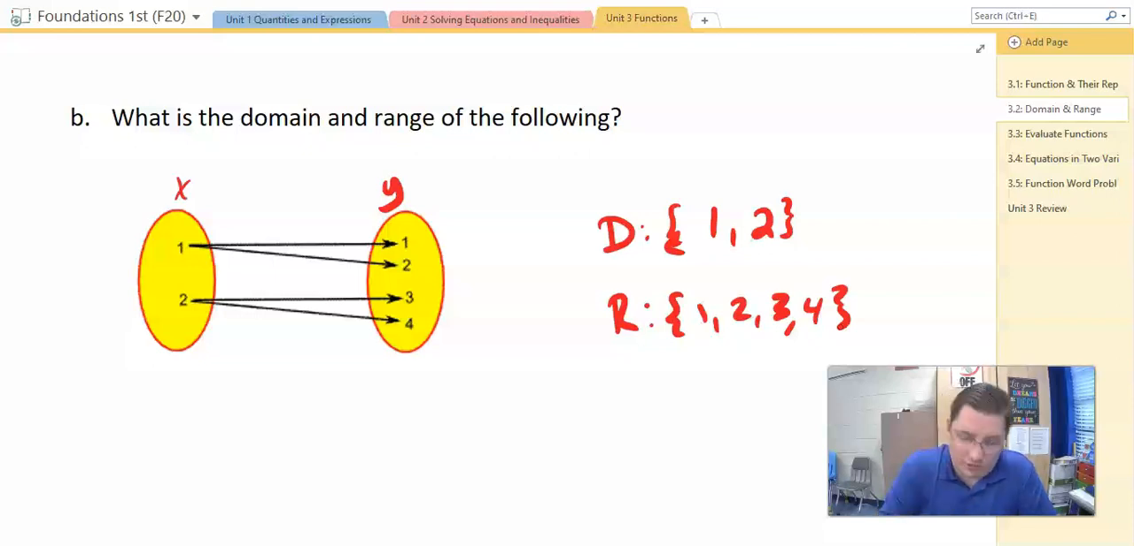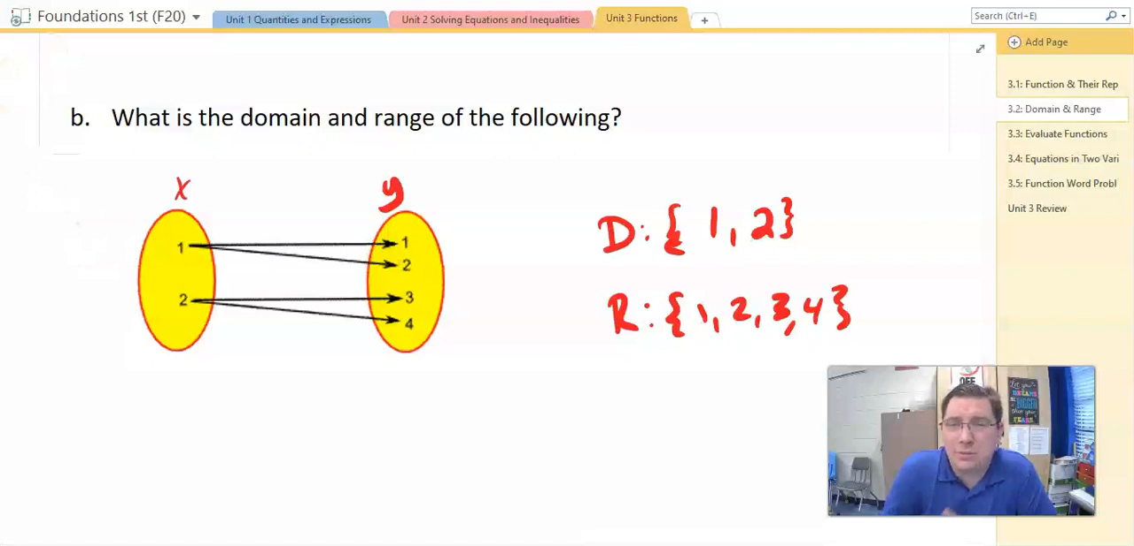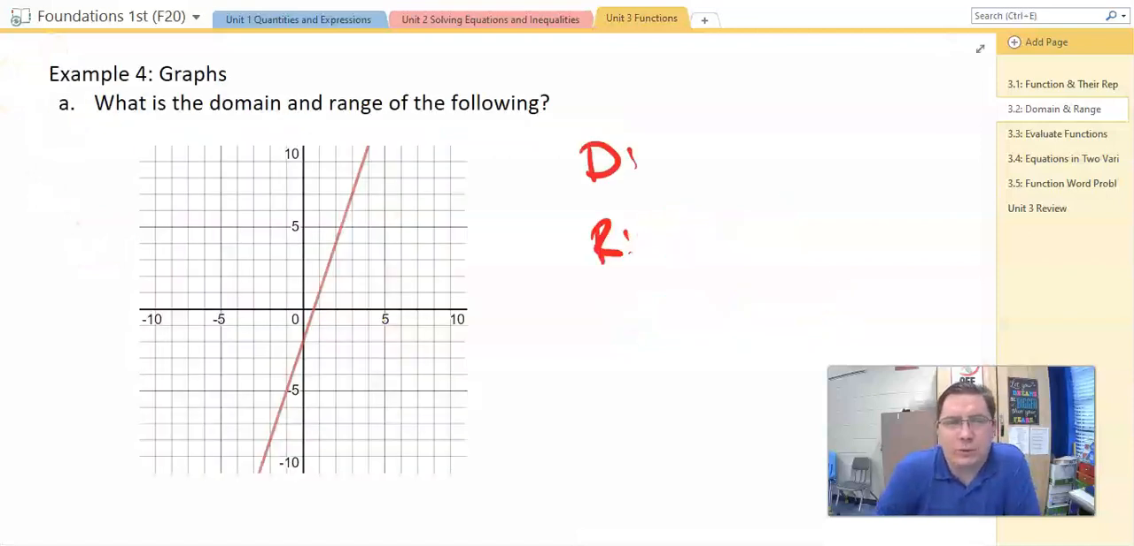So like you see here, we have 1 and 2. It's down here as well because it was in our range. Okay? And so now let's look at what happens with graphs. We've got a couple of graphs that we're going to look at on how we deal with domain and range with those. So as we look at this graph here, for example A, we want to know what the domain and range of it is.